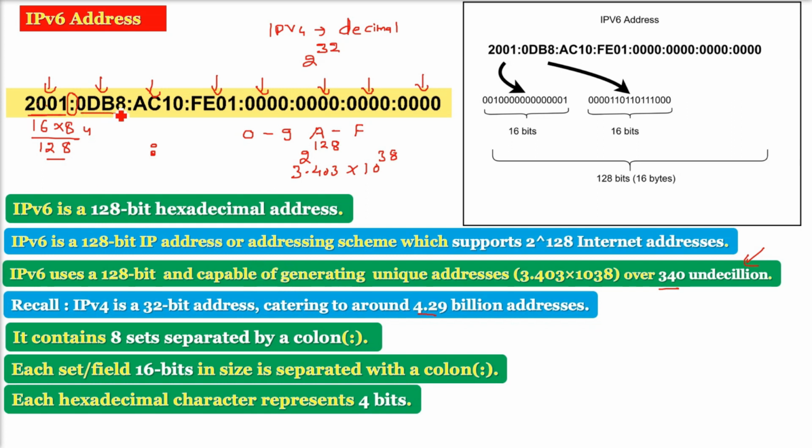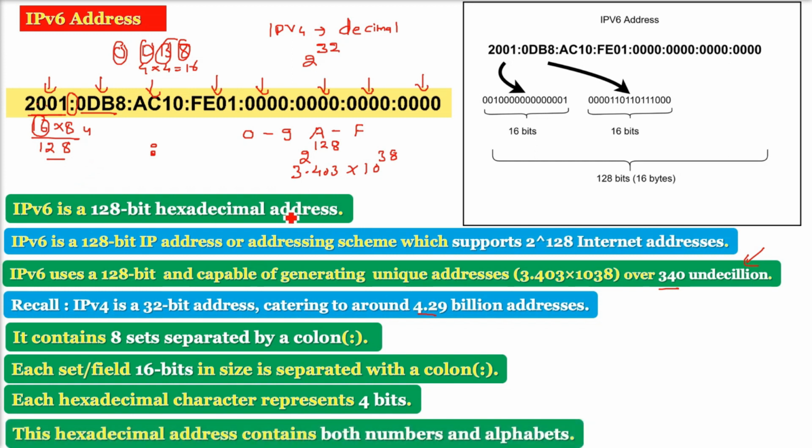For example, 0DB8. This 0 will not be O, it will always be 0. We just have from A to F. So every digit in 0DB8, all these are 4 bits. So that is why we have 4 of them, and 1 is 4 bits, so 4 fours are 16. So one group or one field or one set is 16-bit. Each hexadecimal digit is 4-bit. This hexadecimal address contains not only the numbers, unlike the IPv4, it has alphabets also. A to F we are employing.